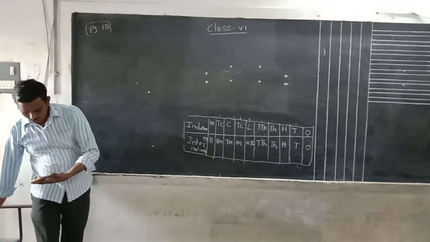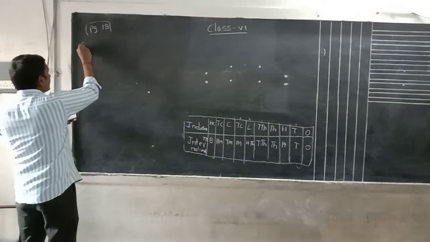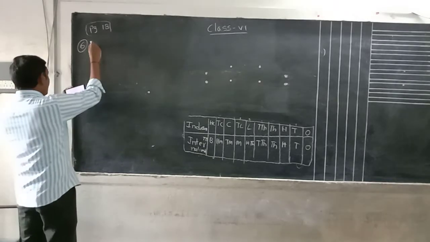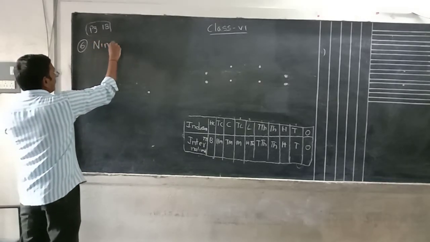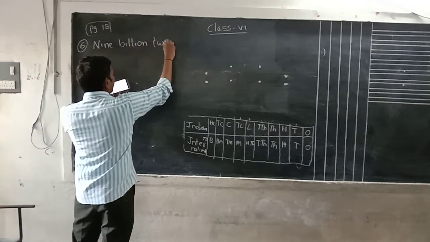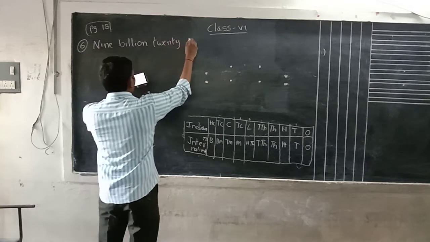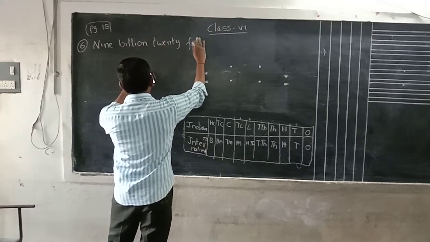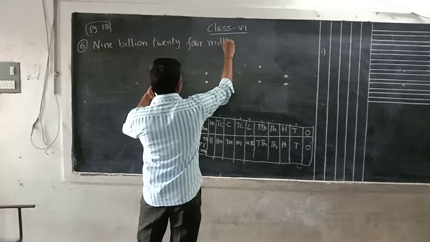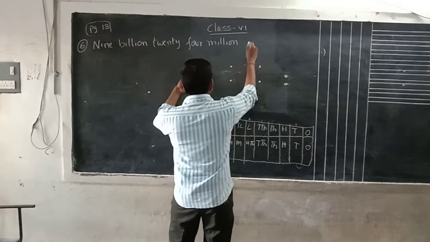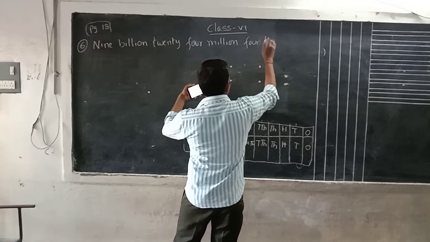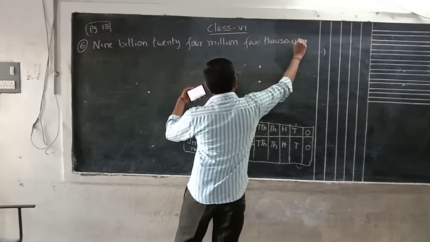Now we will go for the next question. The sixth one, I am now reading the sixth question. We have to frame the Indian system. 9 billion, 24 million, 4,000.